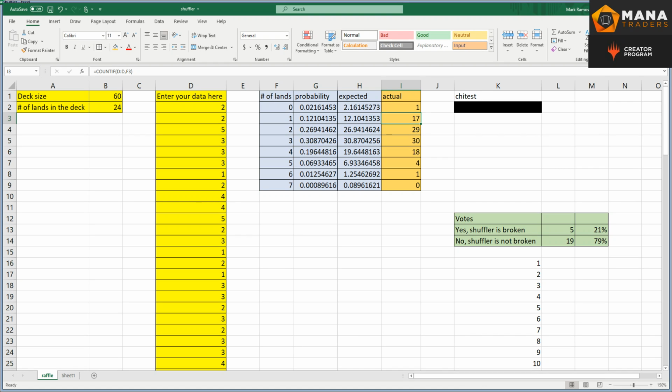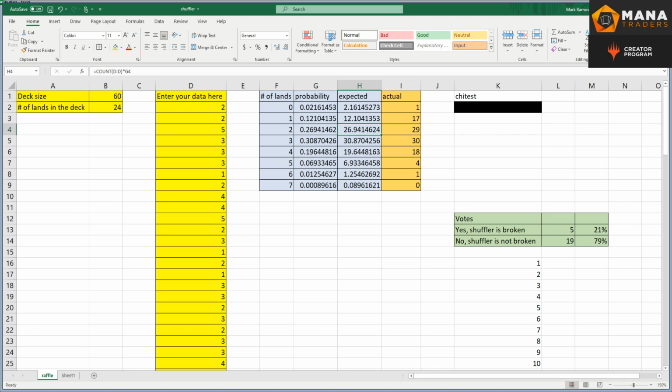But we're looking at the entire thing. That's important because of course there's randomness involved here, especially since we are limited to a sample size of 100. So we have to look at the entire thing.